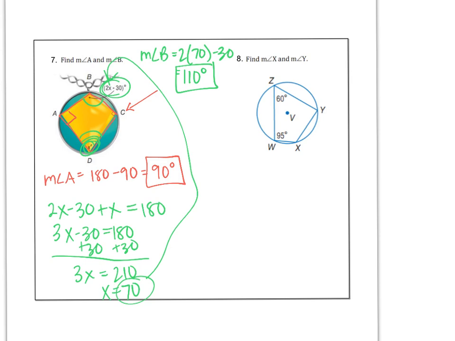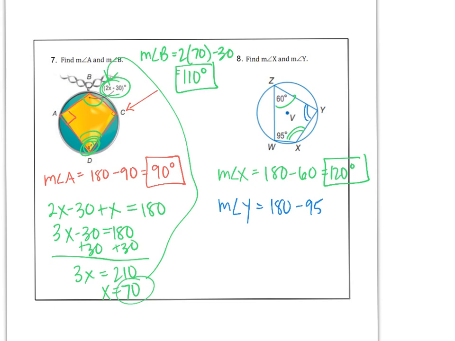All right, let's say you're finding the measure of angle X. So the 60 and the X are opposite of each other. We have a quadrilateral inscribed in a circle, so they should add up to 180. So to find the measure of angle X, we are going to do 180 minus 60, which is 120 degrees. To find the measure of angle Y, we're going to take 180 and subtract the 95 because the Y and the 95 are opposite angles in that quadrilateral. That ends up being 85 degrees for the measure of angle Y.